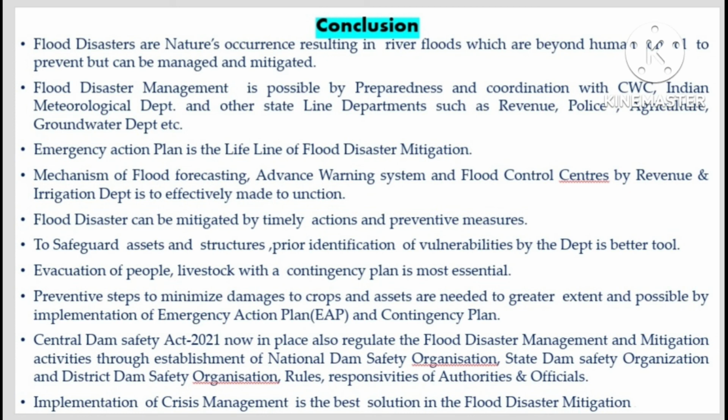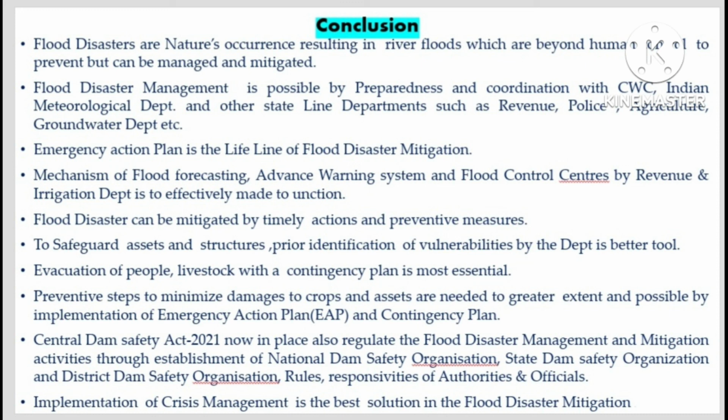The mechanism of flood forecasting, advanced warning system, and flood control centers by Revenue and Irrigation Department is to function effectively. Flood disaster can be mitigated by timely actions and preventive measures. To safeguard assets and structures, prior identification of vulnerabilities by the department is a better tool. Evacuation of people and livestock with a contingency plan is most essential.